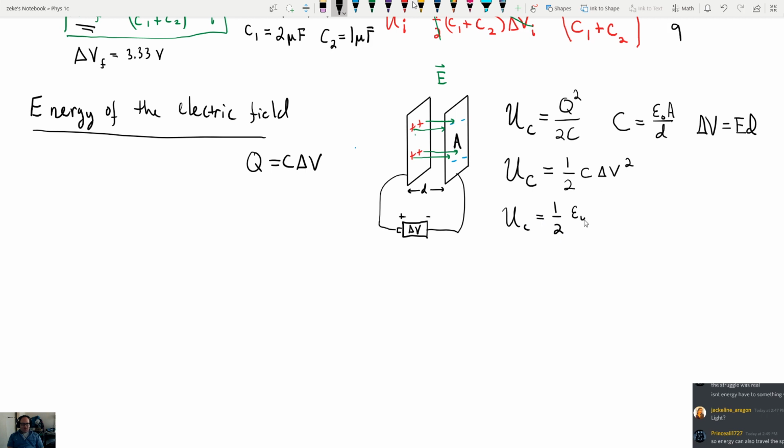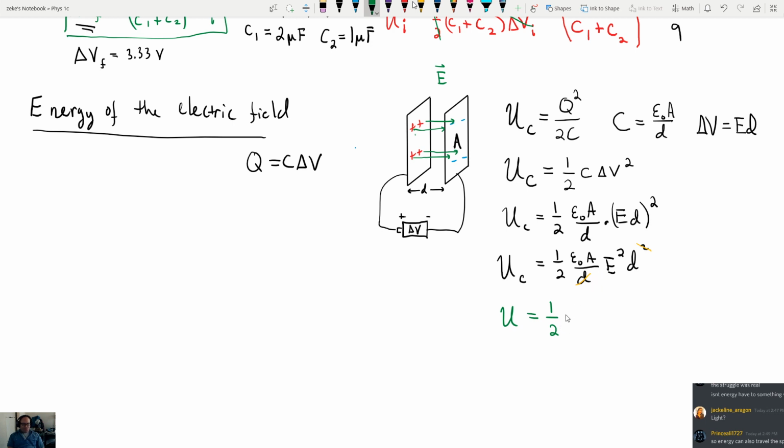Capacitance is epsilon naught A over D. Yeah, this is a really short proof now that I think about it. Delta V is ED, but we need to square it. When we do that, one of these D's is going to cancel. And what we're left with is the energy. I'm going to just call it the energy now, because we're going to try to generalize this beyond capacitors. The answer we get here is going to have nothing to do with capacitance.